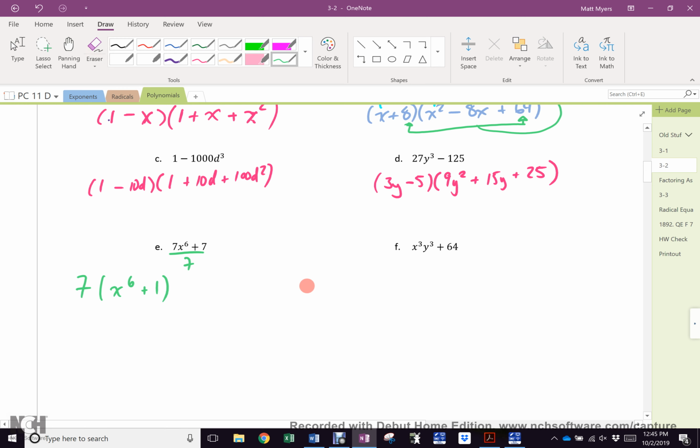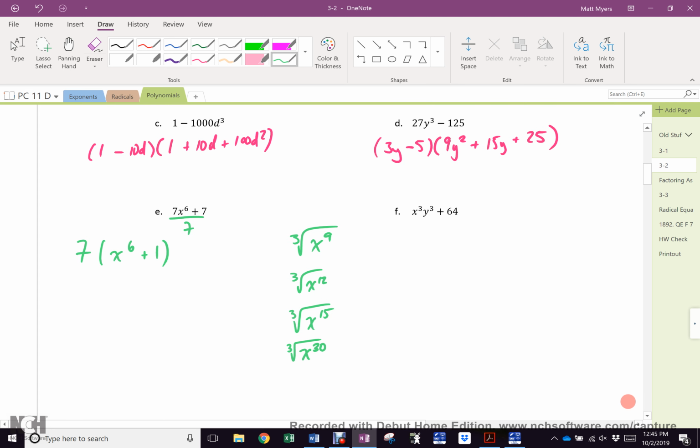So let me ask you this. Is there a cubed root of x to the 9th? Yeah. What is it? X cubed. Is there a cubed root of x to the 12th? X to the 4th. Is there a cubed root of x to the 15th? Okay. Is there a cubed root of x to the 30th? X10. Good. What is common for all of those?